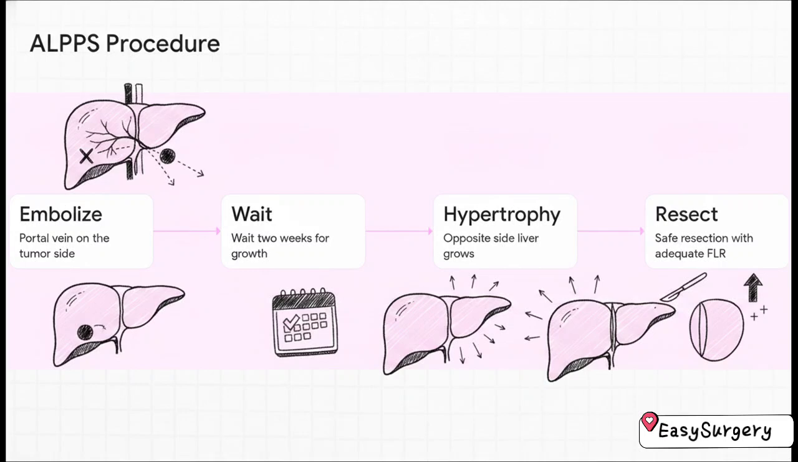By cutting off 80% of the blood flow to that diseased lobe, it literally forces the healthy opposite side of the liver to undergo compensatory hypertrophy. You wait just 2 weeks, and that healthy side grows enough to give you an adequate FLR, and then you can safely resect. Incredible, right?